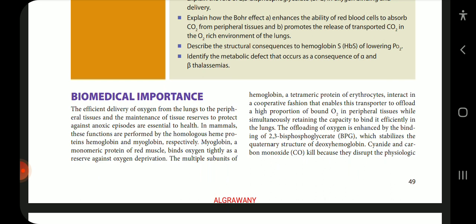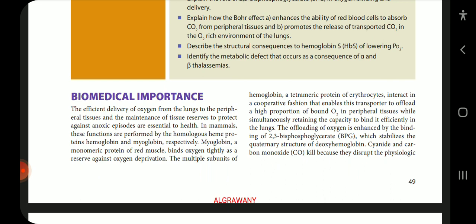So, starting with biomedical importance. The efficient delivery of oxygen from lungs to the peripheral tissues and the maintenance of tissue reserves to protect against anoxic episodes are essential to health. In mammals, these functions are performed by homologous heme proteins, hemoglobin and myoglobin, respectively. Myoglobin, a monomeric protein of red muscle, binds oxygen tightly as a reserve against oxygen deprivation.